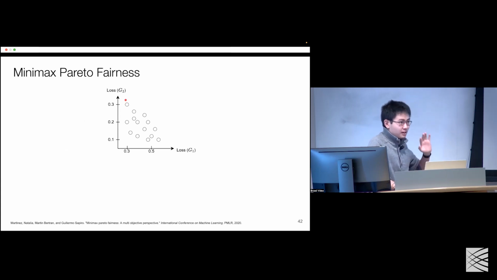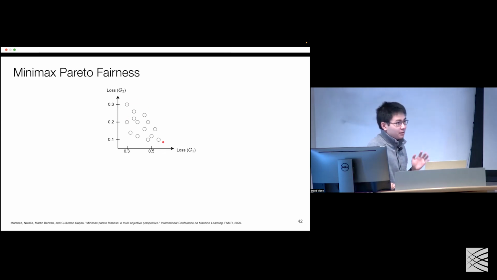We have some set of models, right? Here, each dot is a particular model. We evaluate its loss on group 1 and its loss on group 2. You could train these models by varying things like the training set, the hyperparameters, the seed, and so on and so forth to get this grid.